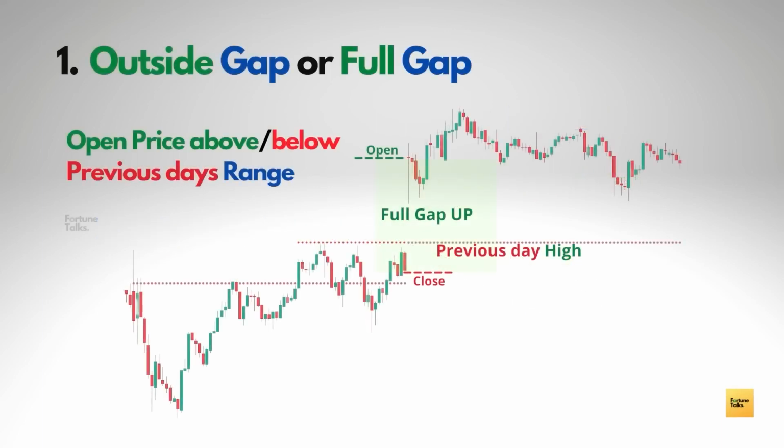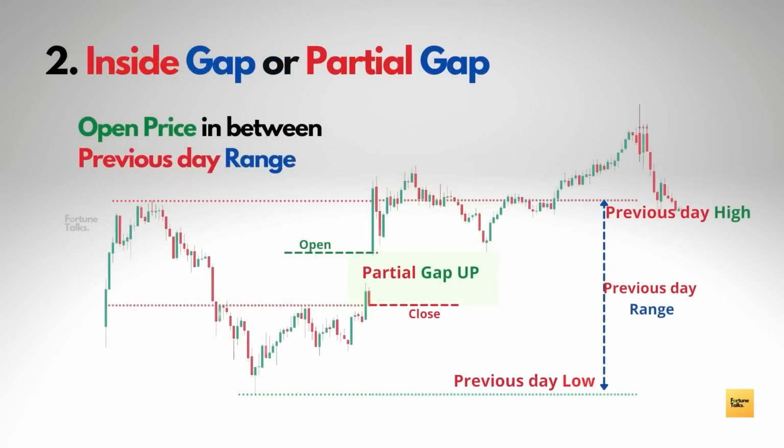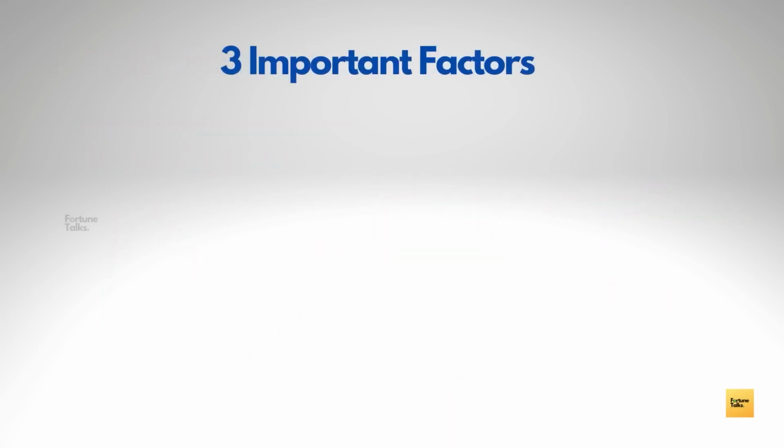Now this happens when the market opens outside the previous day range. That is, the candle opened outside the previous day high or low for a gap up or gap down respectively. And the second type of gap is an inside gap or a partial gap. In this case, the market opened inside the previous day range. That is, in case of a gap up, the candle opened above the previous day close but not above the previous day high.